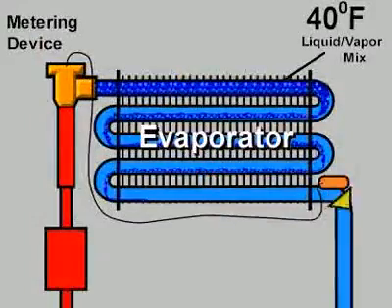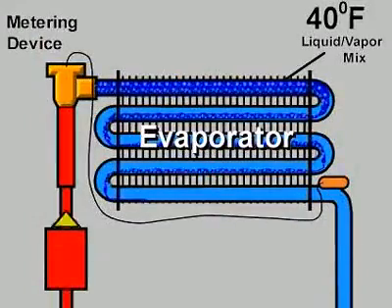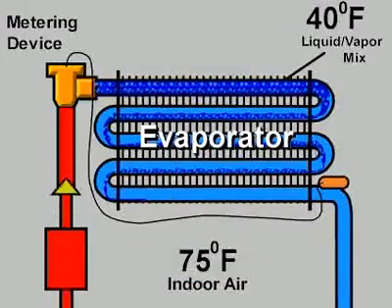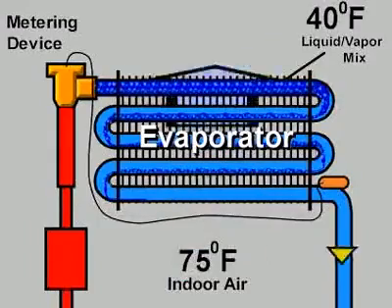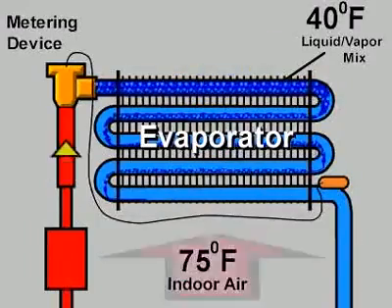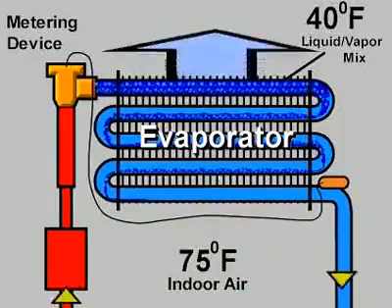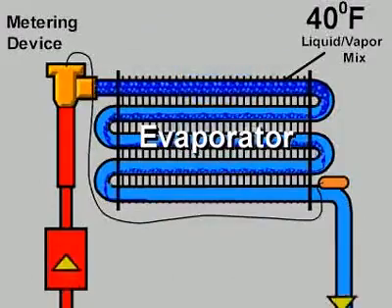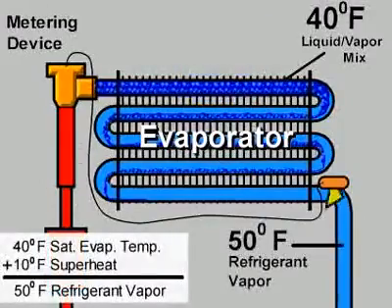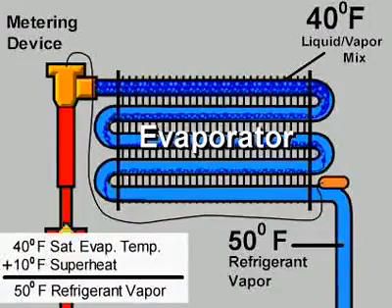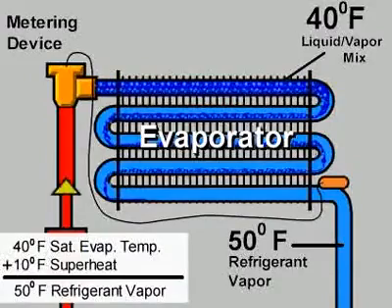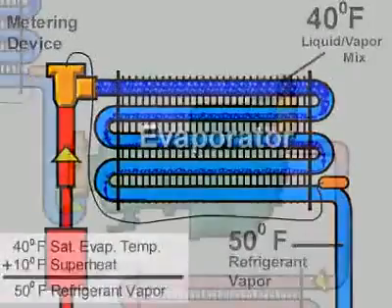As the 40-degree liquid vapor refrigerant mixture flows through the evaporator tubes, it picks up heat from the 75-degree indoor air. This heat transfer cools the air and causes the refrigerant to evaporate. By the time it reaches the end of the evaporator, all the refrigerant is changed from liquid to vapor. The vapor is heated an additional 10 degrees above the saturated evaporating temperature, to 50 degrees, before it leaves the evaporator. We call this added heat superheat.